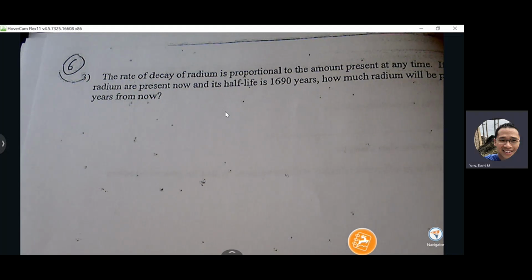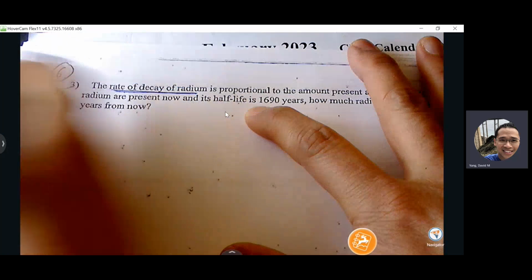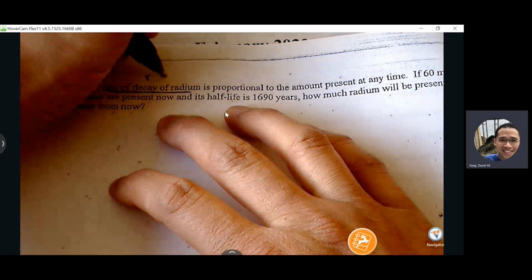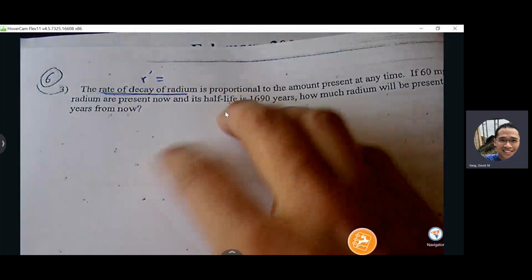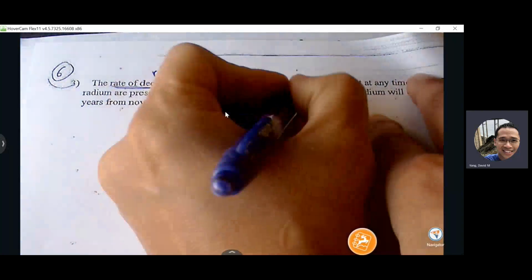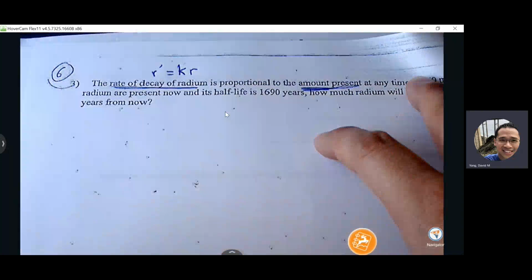Okay, so the rate of decay of radium. So we know that anytime we see the word rate, we know it's going to be a derivative or rate of change. R prime is proportional to, so we know it's going to be in that form of y equals kx, proportional to the amount of radium present at any time. So R prime equals kR.